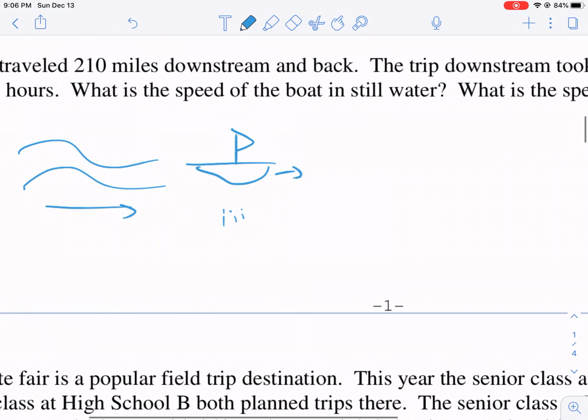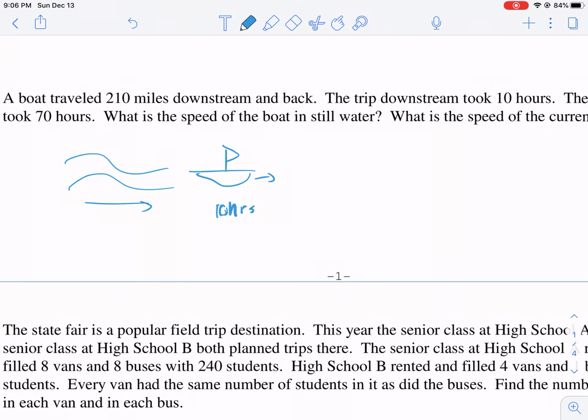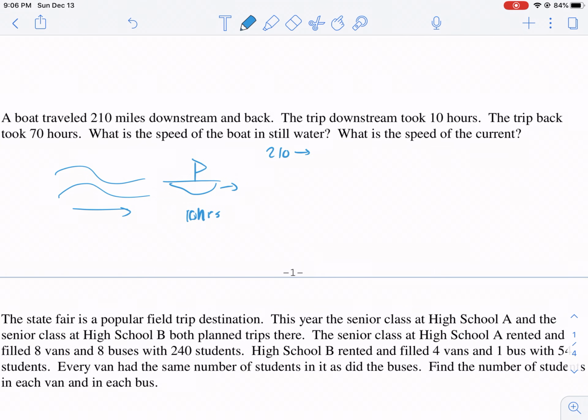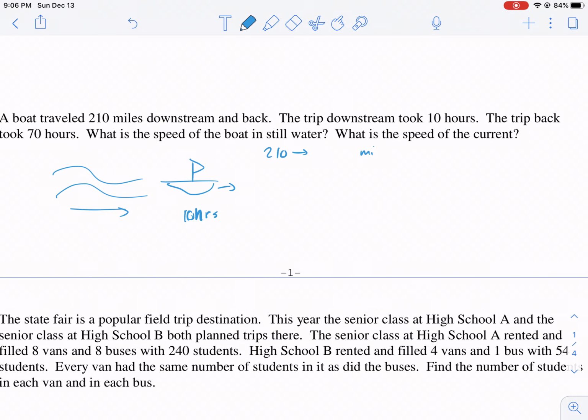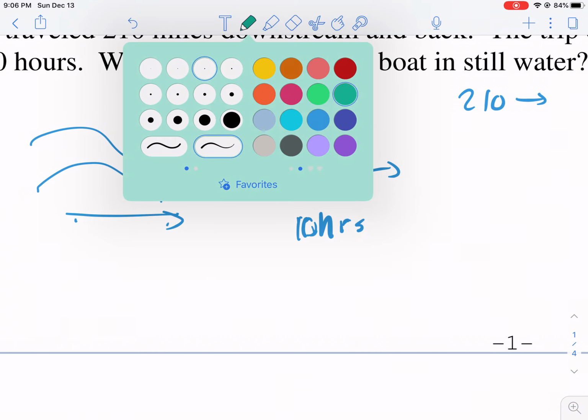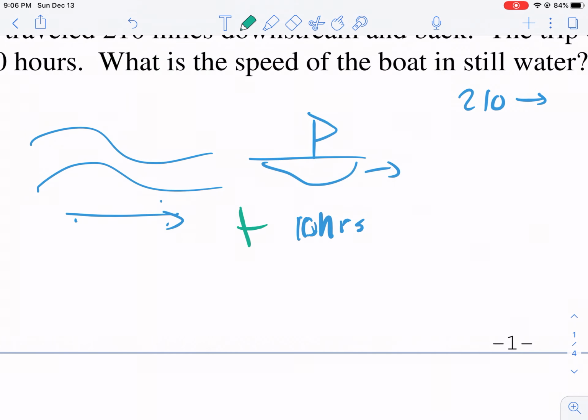Now, here's the deal. It gives us the time, but it doesn't tell us the speed. So what we have to do here is calculate the speed. It goes 210 down and 210 miles back up. How do you calculate speed? Well, you do miles per hour. That is for the down trip with the current. So, okay, this is with the current. Again, with the current, you are adding.